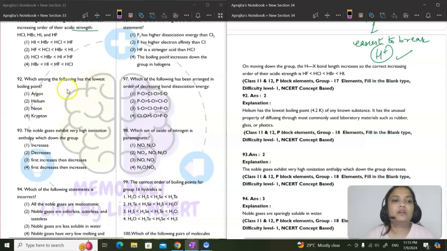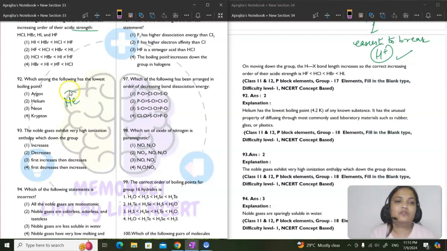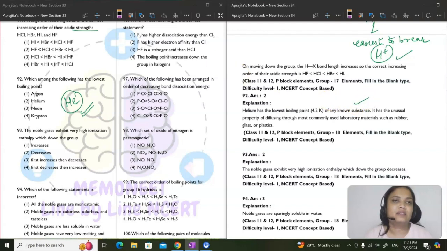Next, which among the following has the lowest boiling point? We are talking about the noble gases. So helium, neon, argon and krypton. So obviously helium is going to have the lowest boiling point, okay, because it is smallest in size, so it will have the lowest boiling point of any known substance also, and it has a property of diffusing through most commonly used laboratory materials like rubbers, glass and plastics. Okay, right.